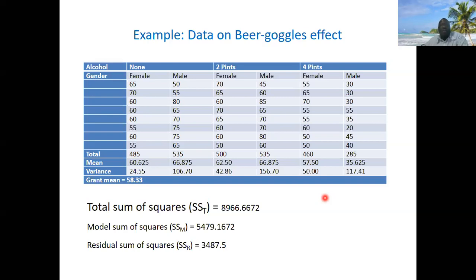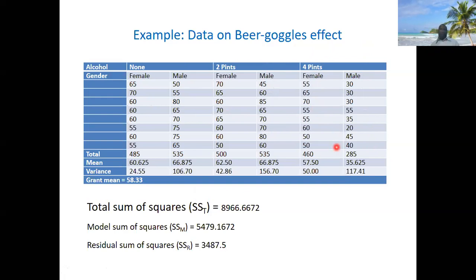So what was done in this research was there were 48 people, 24 male, 24 female. Of the 24 male or female, you give 8 no alcohol, 8 2 pints, 8 4 pints. For the female, you give no alcohol to 8 of them, then 8 of them 2 pints, 4 pints. So you have 6 groups. A group of female that didn't take any alcohol, they are 8. A group of male that didn't take alcohol, they are 8. A group of female that took 2 pints of alcohol, 8. A group of male that took 2 pints, 8. 4 pints of alcohol, female, 8. 4 pints of alcohol, male, 8. So there are 6 groups, each of them 8. So 8 times 6, the total is 48.